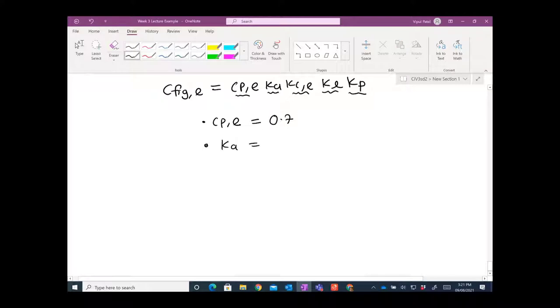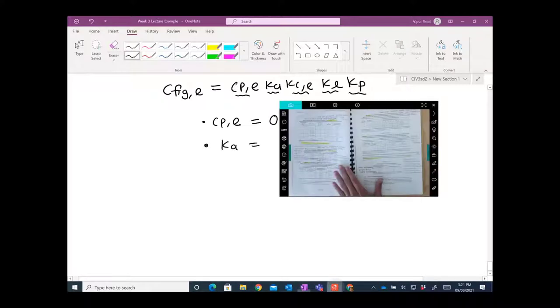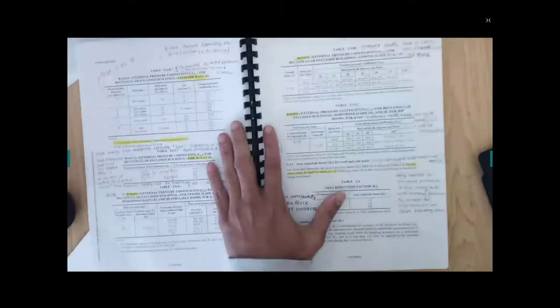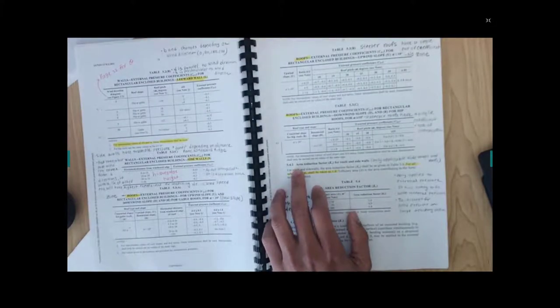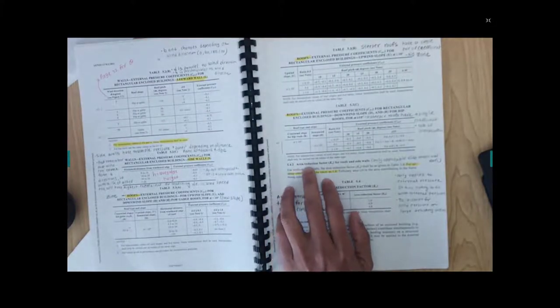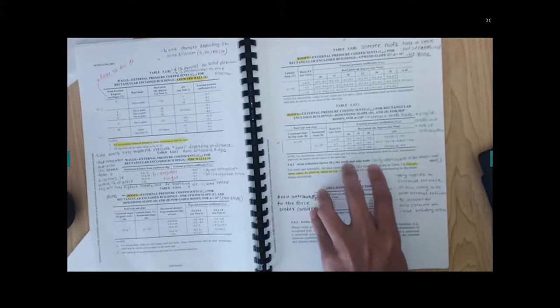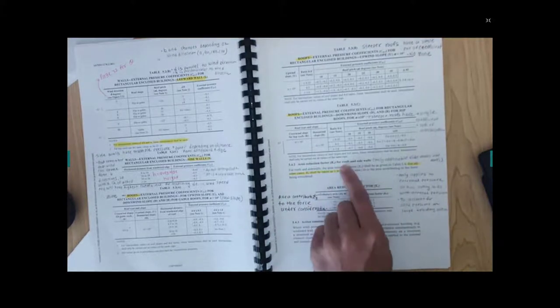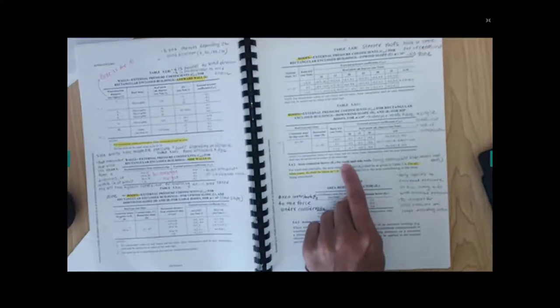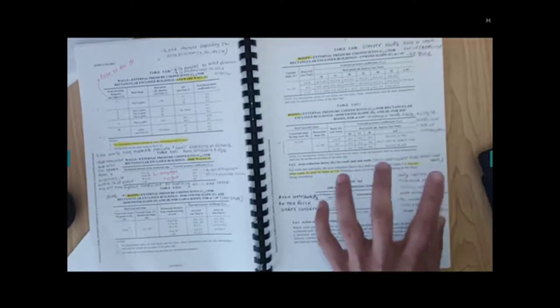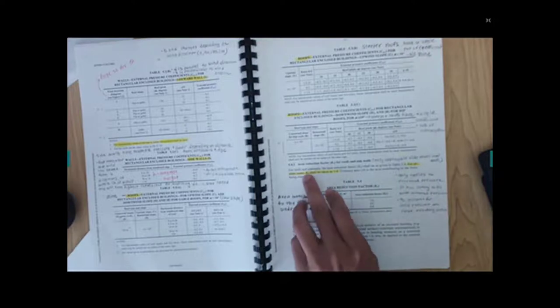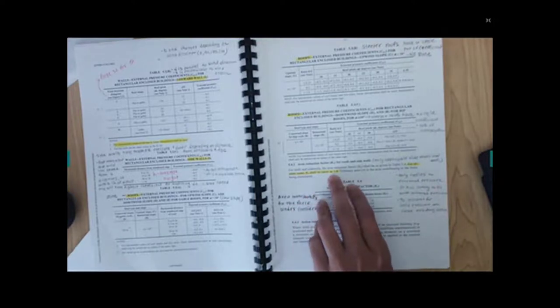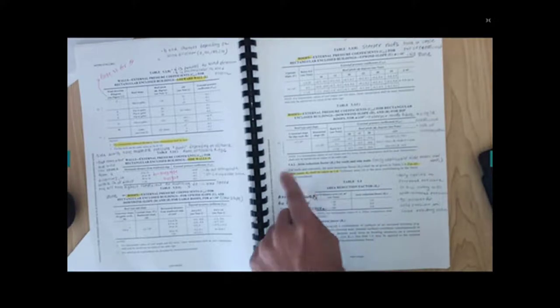KA, what is KA? Okay, let's go back to clause 5.2.A. Good news, KA is only used for roof and sidewalls. So we can't use the KA value for windward wall and leeward walls. We don't need to worry, it is just for roof and sidewalls only that we need to worry about. For all other cases, KA equals 1. So we just take KA equal to 1 straight away.